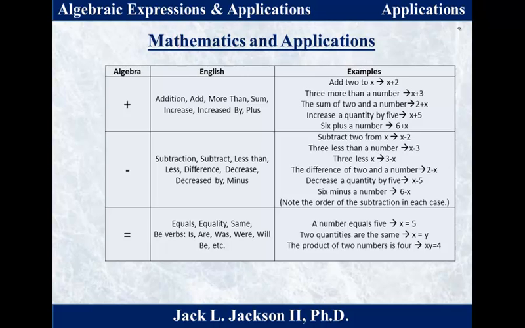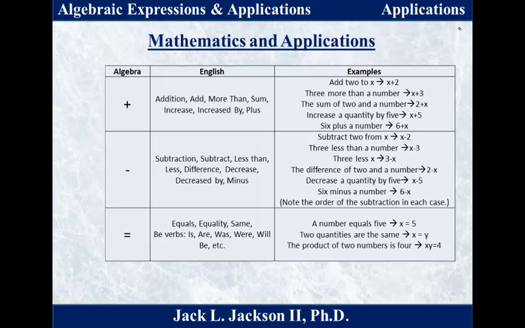Add 2 to x. That would be x plus 2. 3 more than a number. If x is the number, that would be x plus 3. The sum of 2 and a number. Again, if x is the number, then that expression would be 2 plus x. Increase a quantity by 5, x plus 5. 6 plus a number, 6 plus x. So notice how we were able to take something that was in words and then turn around and write it in algebraic symbols.